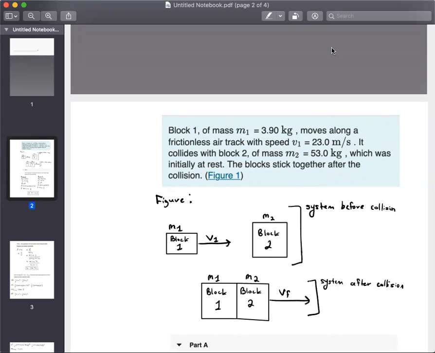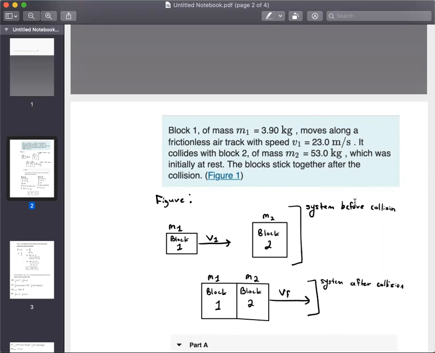Block 1 of mass M1, 3.9 kilograms, moves along a frictionless air track with a velocity of 23 meters per second. It collides with block 2 of mass M2, which is 53 kilograms and was initially at rest. The blocks stick together after the collision. So this problem is going to deal with inelastic collisions that occur in this system.